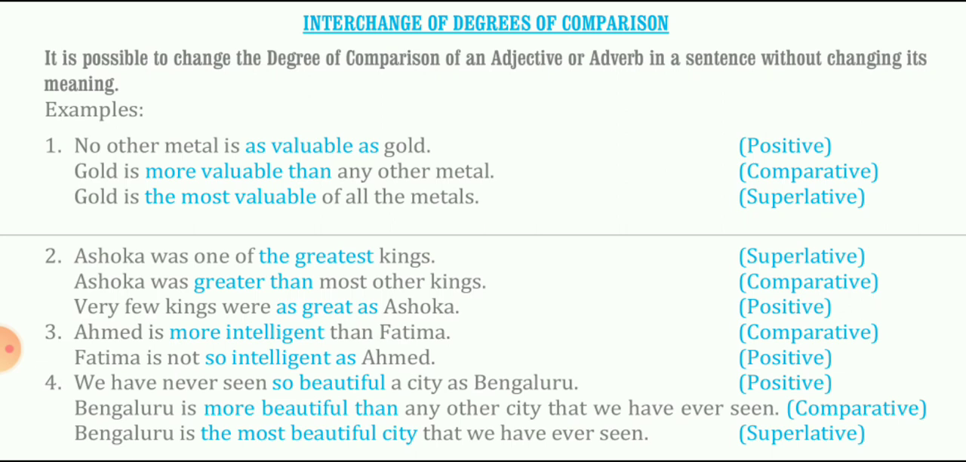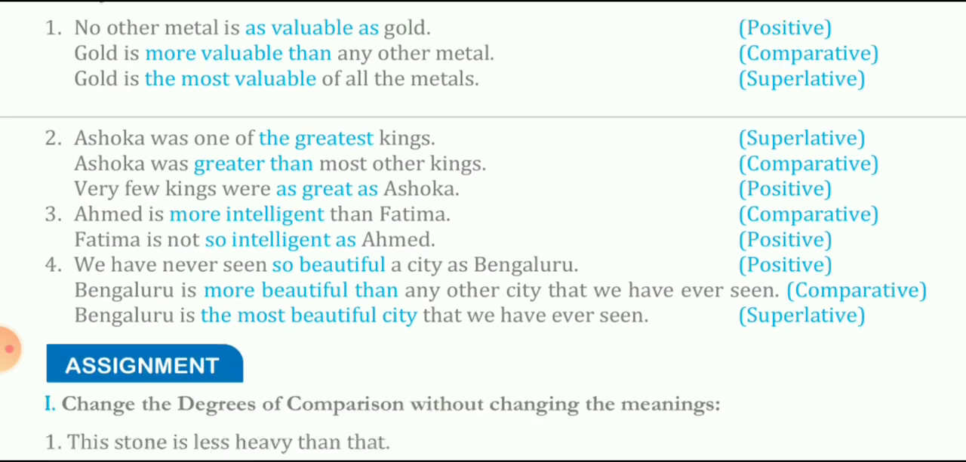So as we use in positive degree. We have never seen so beautiful a city as Bengaluru. Beautiful means positive. Bengaluru is more beautiful than any other city that we have ever seen. That is comparative. Bengaluru is the most beautiful city that we have ever seen. That is superlative. So these are the comparison interchange of degrees.